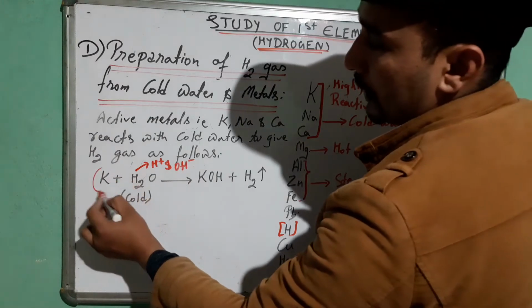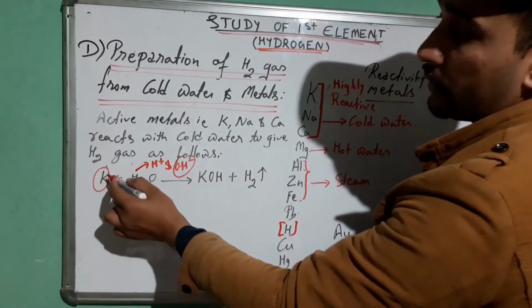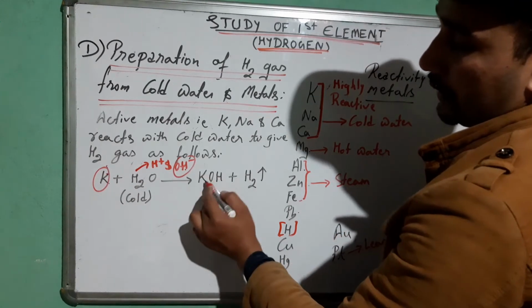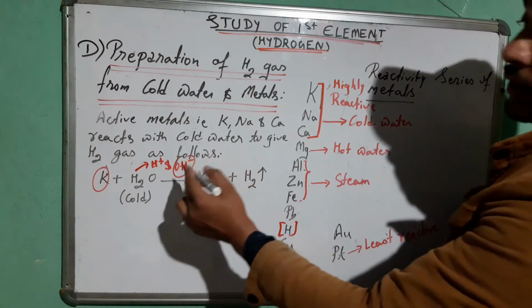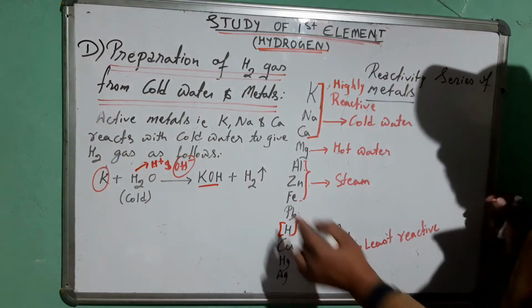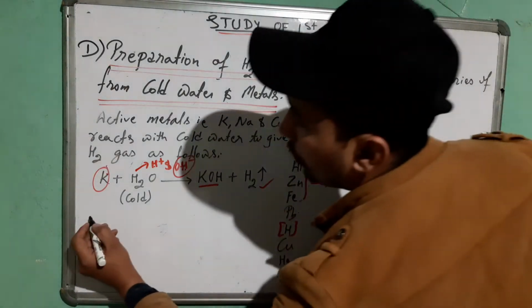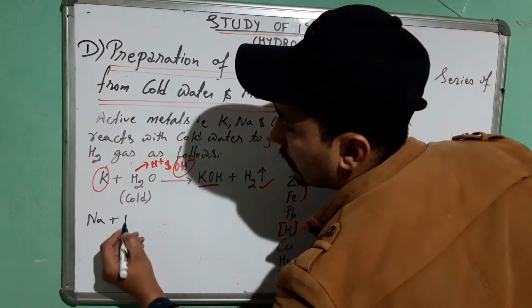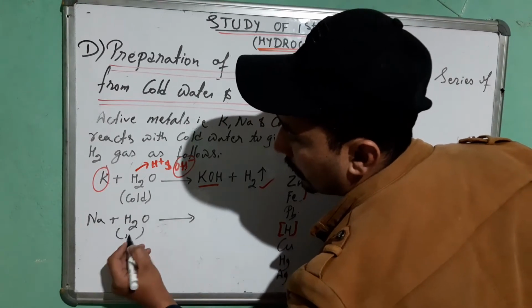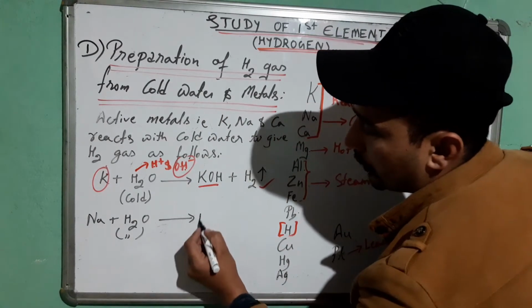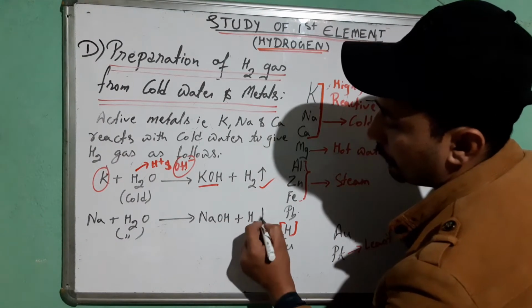So this potassium combines with OH negative. Potassium forms a positive ion, so this combines with the negative ion and gives KOH. This hydrogen will combine with another hydrogen ion and give hydrogen gas. In similar manner, sodium plus water, also in cold conditions, gives sodium hydroxide, NaOH, plus hydrogen gas.